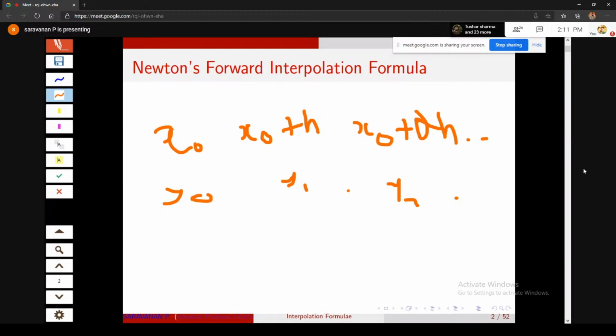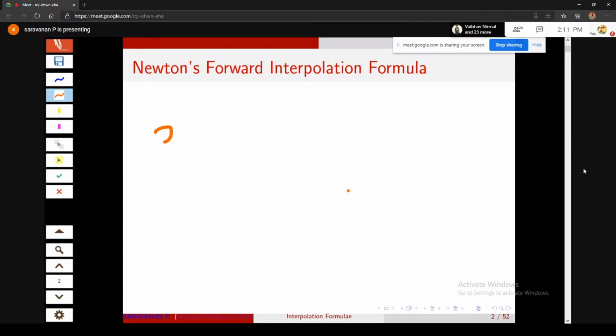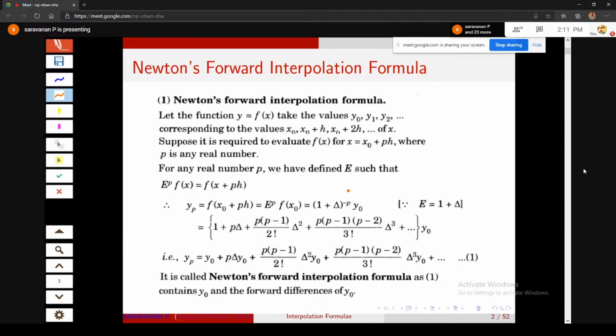Okay. So first we will assume that it is equally spaced interval. In equally spaced interval, there are three formulas. The first formula is Newton forward interpolation formula, and the second formula is Newton's backward interpolation formula, and the third formula is Stirling's central difference formula. Okay, so we will learn one by one. So first let us see what is meant by Newton forward interpolation formula.